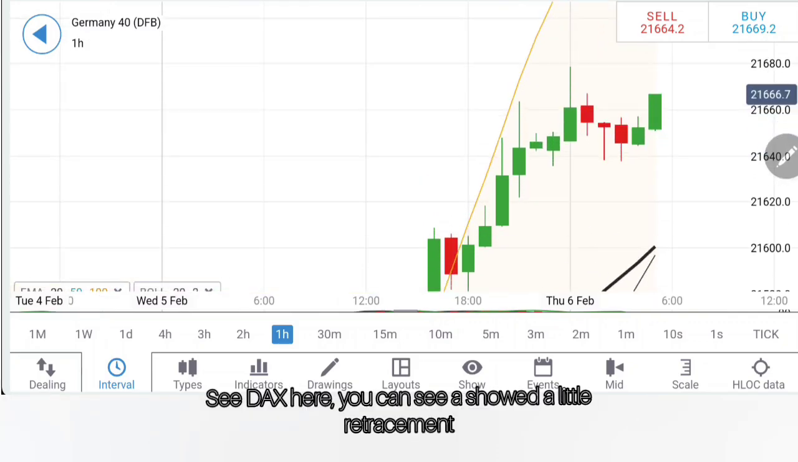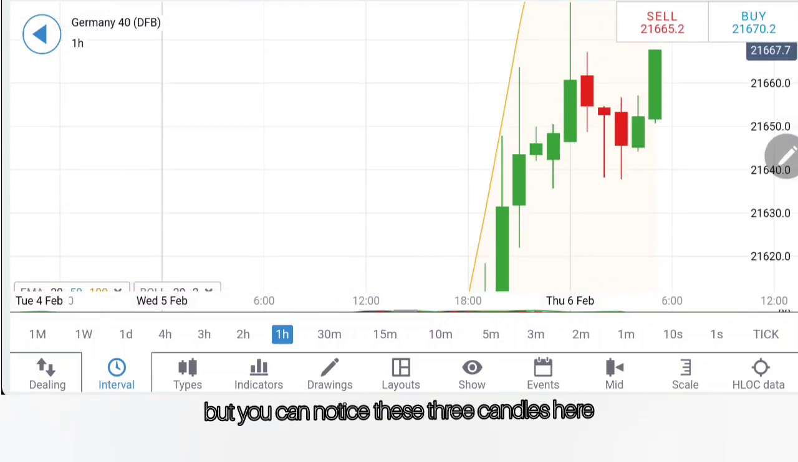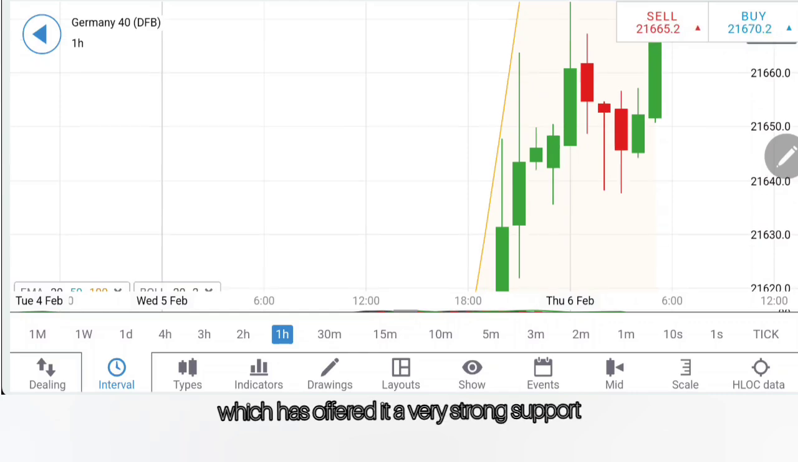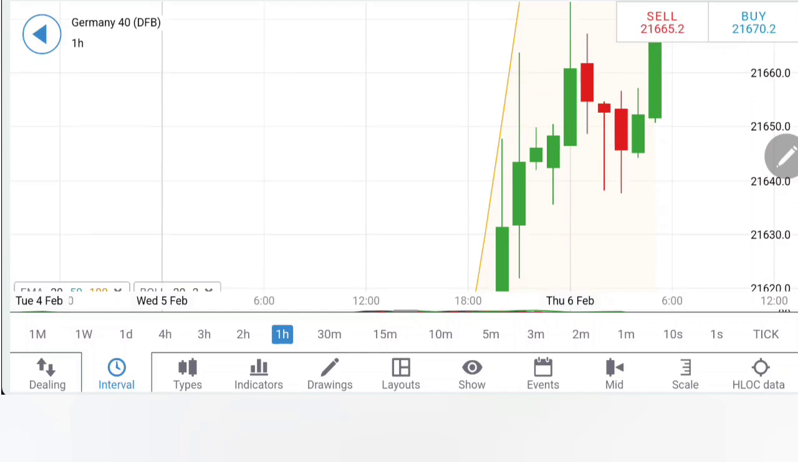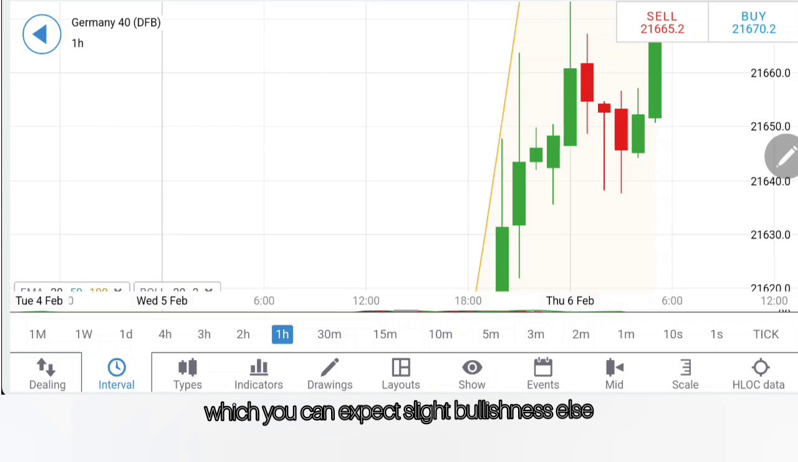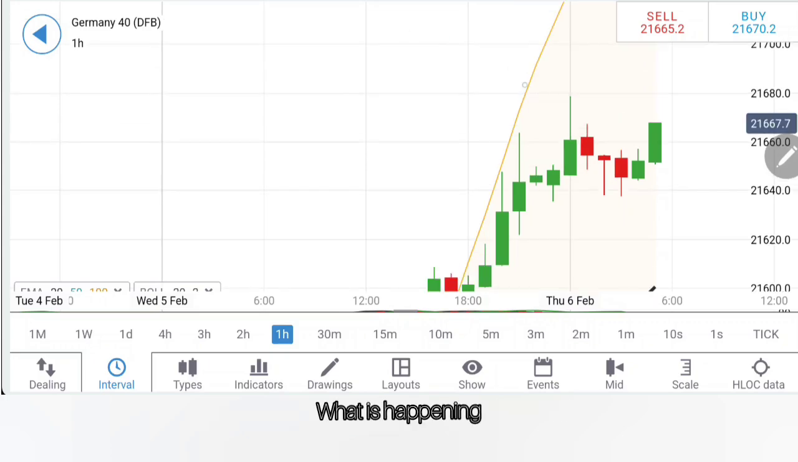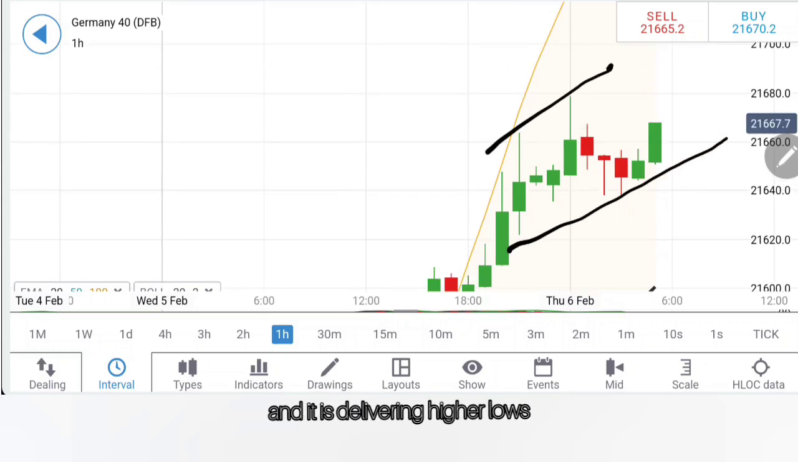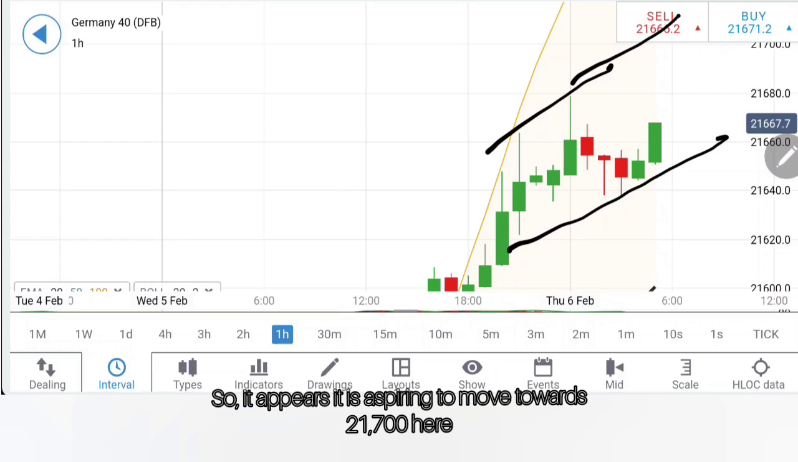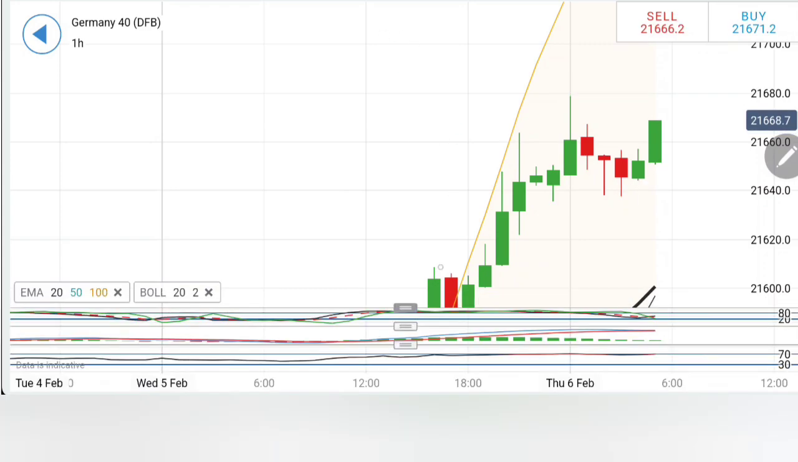See, DAX here, you can see has shown a little retracement, but you can notice these three candles here, which have offered it a very strong support, positioning at around 21,640. That is the only level below which you can expect slight bearishness. Else, what is happening? It is delivering higher highs and higher lows. So it appears it is aspiring to move towards 21,700 here.